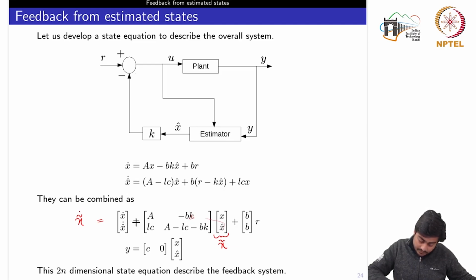The second equation is x hat dot is equal to, we need to find out all the terms with respect to x, so LCx, then we have A minus LC minus BK times x hat. Okay, so this becomes this element of this matrix, and the last element is B times r. Similarly, the output equation will become C x and 0 times x hat. Okay, this is pretty much straightforward. So if you see the dimension of this overall new state space system, it would be 2n. The n state variables are coming from the plant, and similarly the n state variables are of the estimator. So the overall dimension of the state space equation is 2n. So this system describes this overall feedback system where we have both the controller and the estimator.